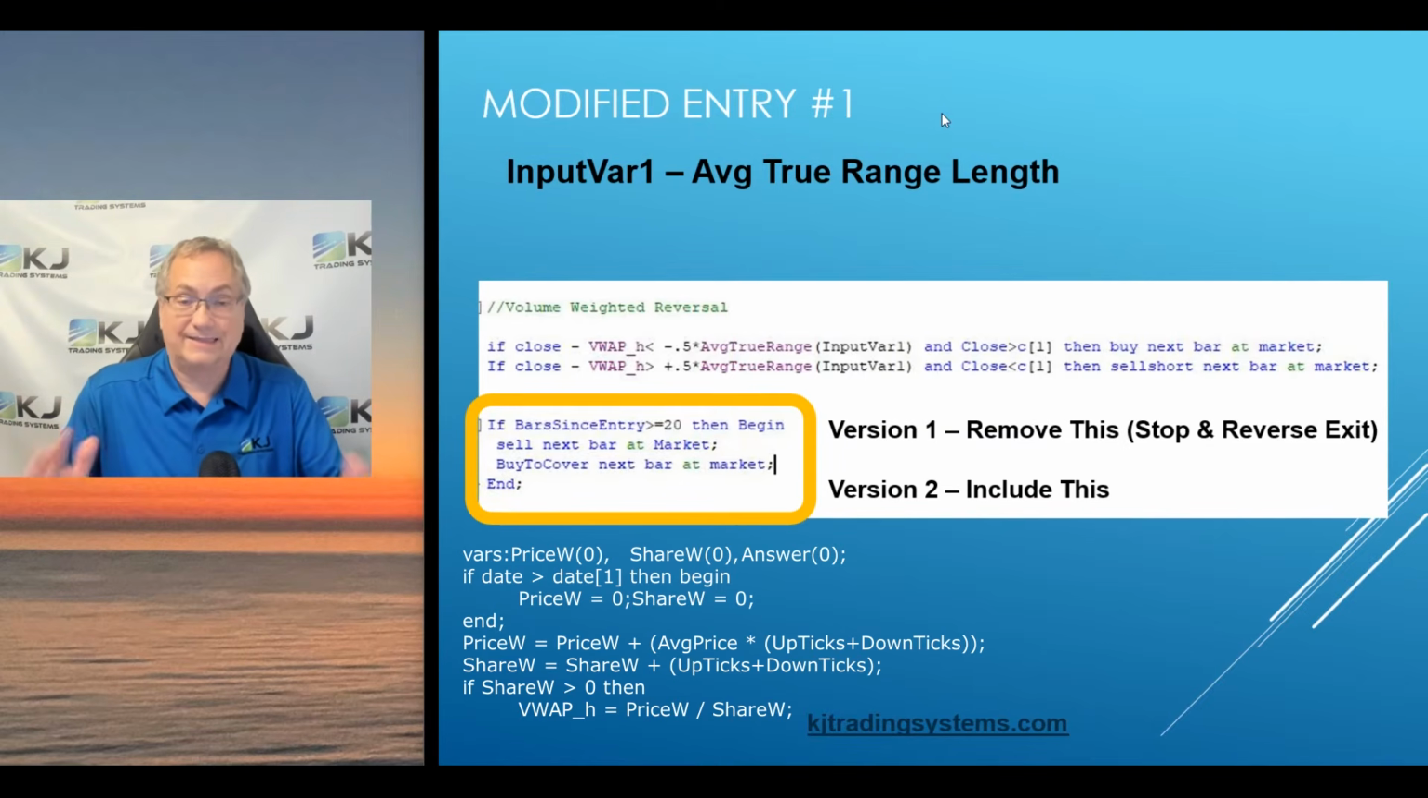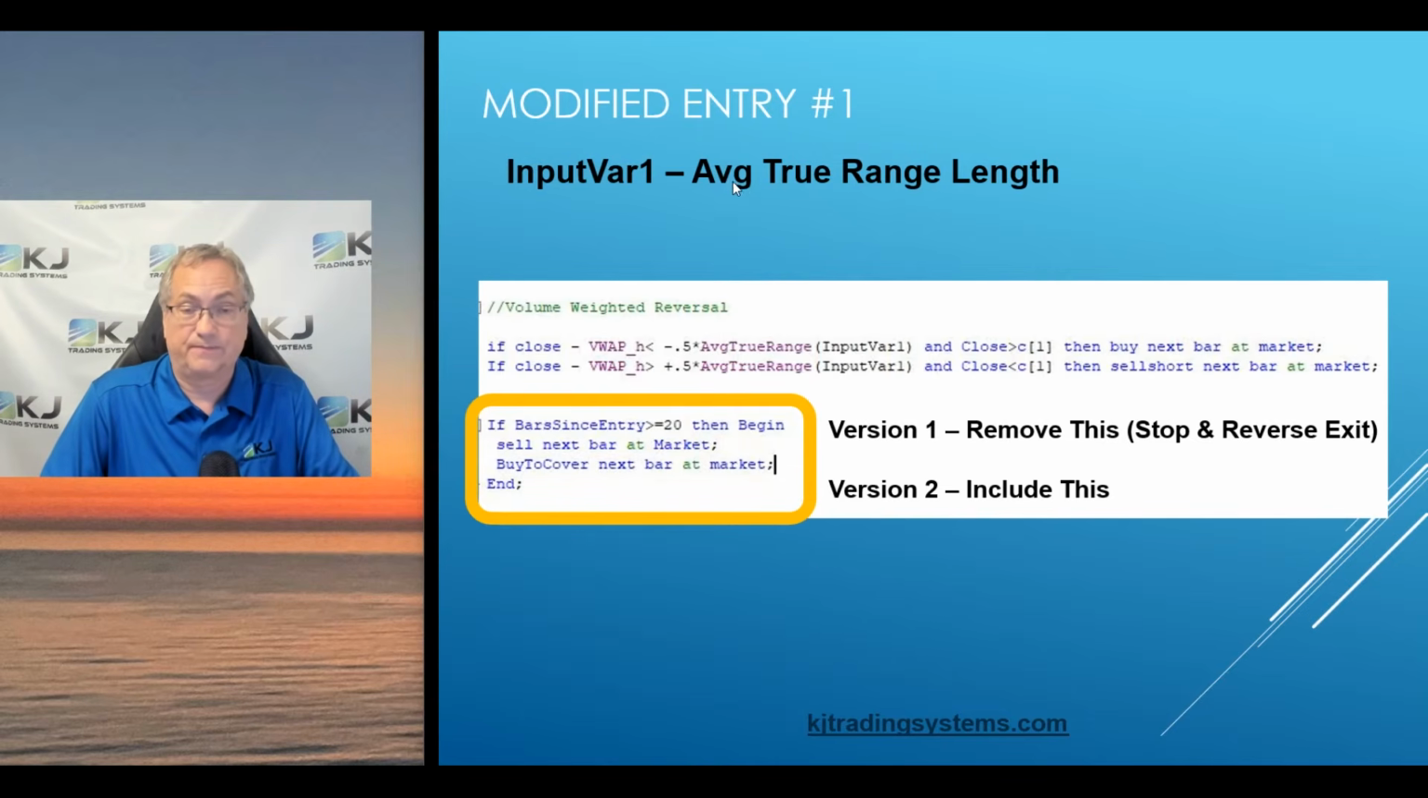So I did some modifications to it and came up with this code. And there's two versions. Version 1 is just stop and reverse, so the area in the yellow box is taken out. And version 2 included that code in there. Okay, so it's just two versions with just a simple code change.